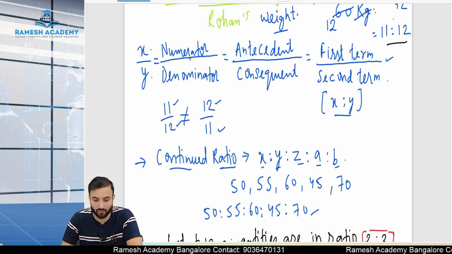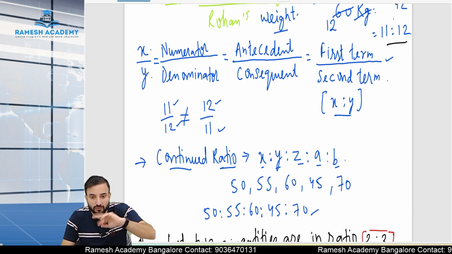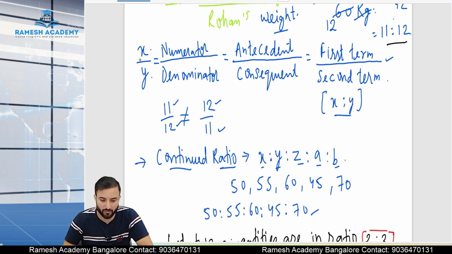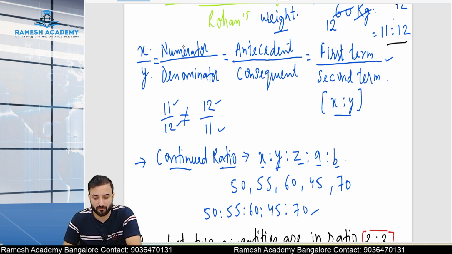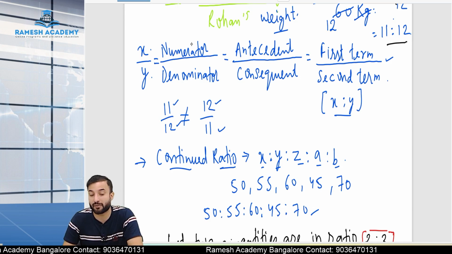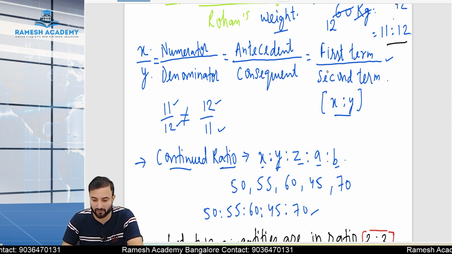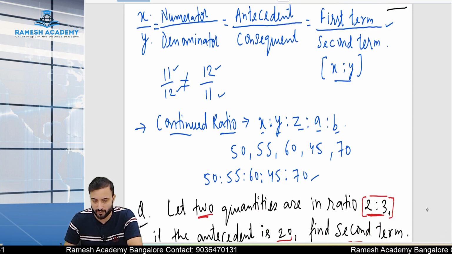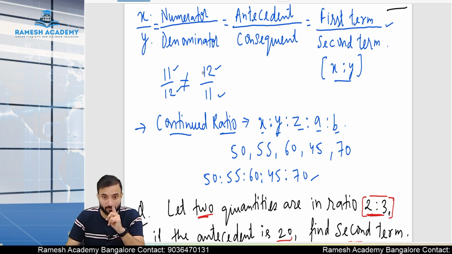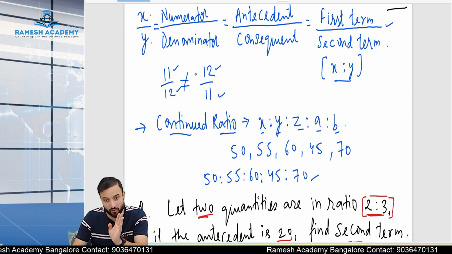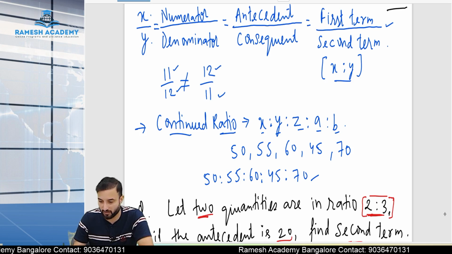Then the ratio, we know, is like a form of numerator and denominator. Ratio is nothing but like a fraction form. So it is a numerator and denominator. Before we were saying numerator and denominator, but now the numerator is antecedent, the denominator is consequent, or first term, first quantity, or second term, second quantity. So ratio is written in the form of x is to y, and it should be in proper manner. 11 by 12 is not equal to 12 by 11. 11 by 12 means it is equal to 11 by 12 only.